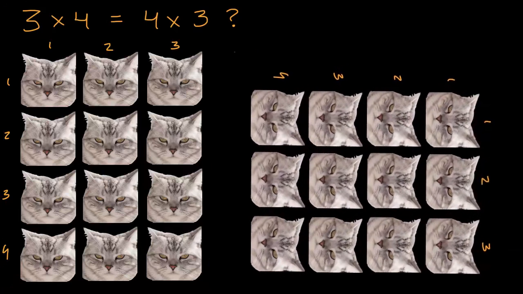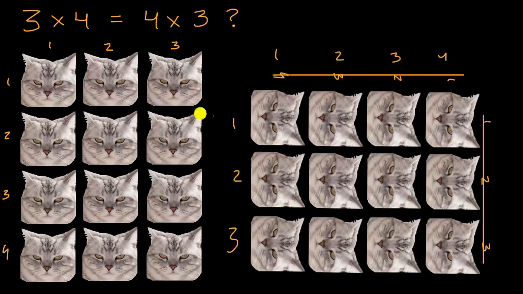And now we could view this as 3 rows, 1, 2, 3, of 4 cats in each row. So let me put all of these upright. So we have 1, 2, 3 rows of 1, 2, 3, 4 cats. We're dealing with the exact same number of cats. And so I'm only dealing with 3 and 4 here. But what you will see is order doesn't matter when you are multiplying 2 numbers.